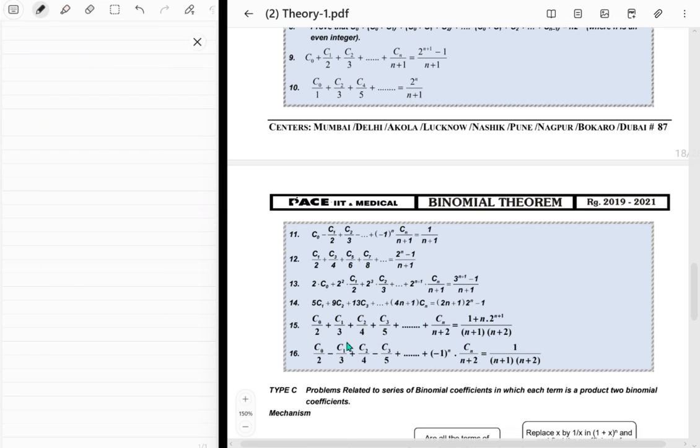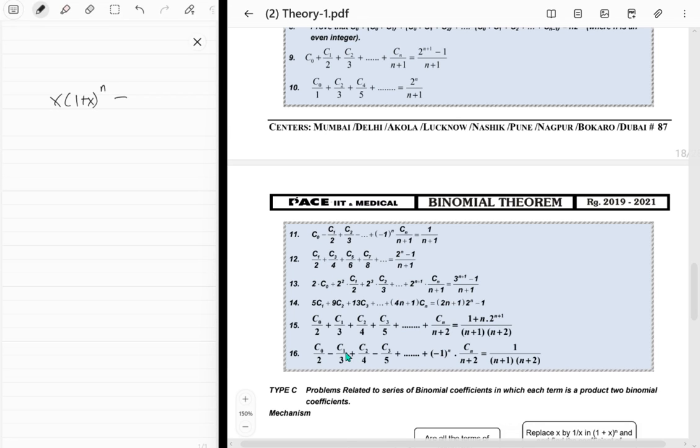C0 upon 2 plus C1 upon 3. Right. Normally we have C0 upon 1, C1 upon 2, but now you've got an extra 1 over here. Well, you know how to do it. Just multiply the whole thing by x. This will be x times (1 plus x) power n.